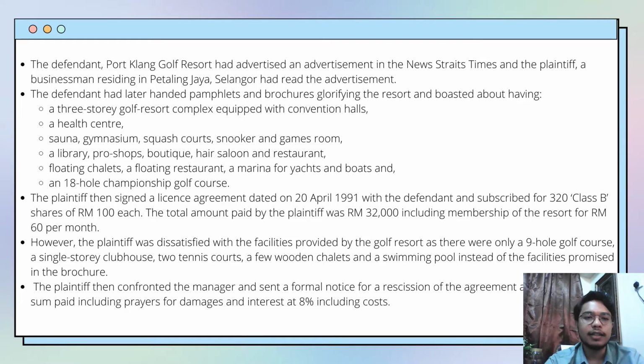The defendant had later handed pamphlets and brochures glorifying the resort and boasting about having a three-story golf resort complex equipped with convention halls, a health center, sauna, gymnasium, squash courts, snooker and games room, a library, pro shops, boutique, hair salon and restaurant, floating chalet, a floating restaurant and marina for yachts and boats, and an 18-hole championship golf course.